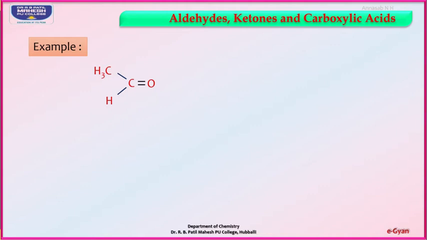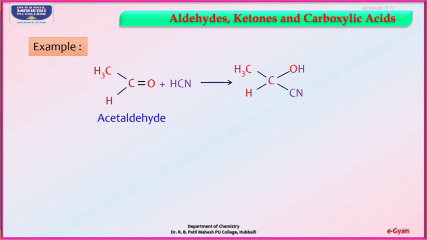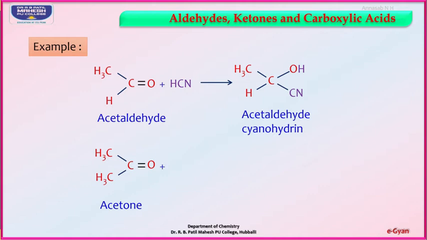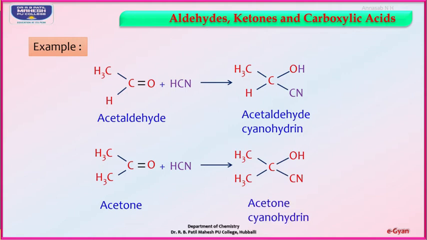CH3 C double bond OH, acetaldehyde, reacts with HCN in presence of base and leads to the formation of acetaldehyde cyanohydrin. Ketone CH3 C double bond O CH3, name of the compound is acetone, which reacts with HCN in presence of base, which forms acetone cyanohydrin. So in both the cases you can observe hydrogen atom attached to oxygen atom forms OH, CN minus attached to carbon atom forms C-CN bond.